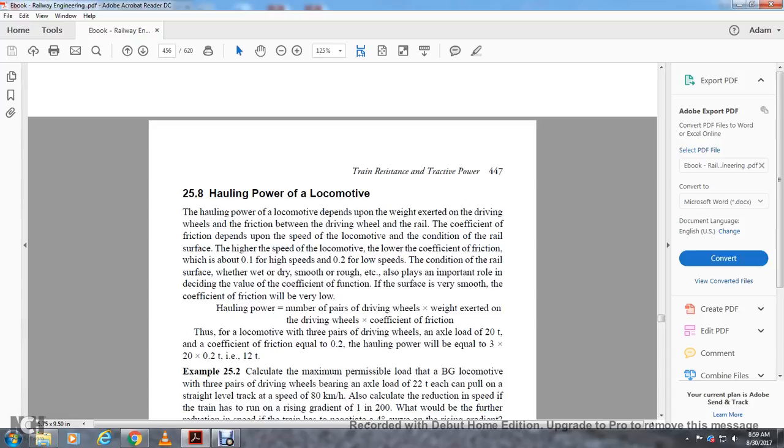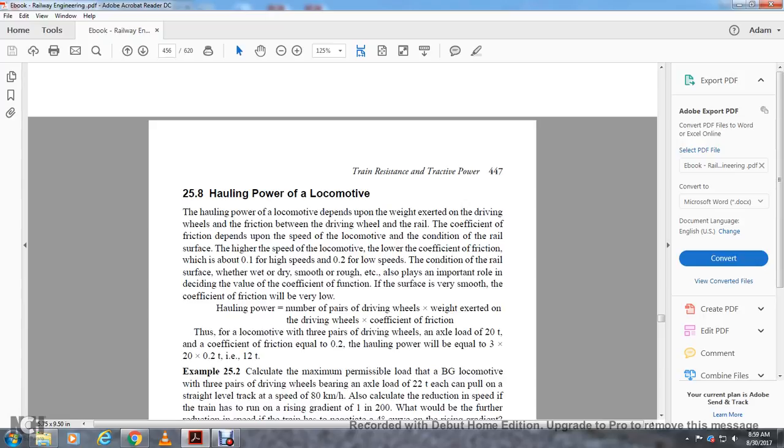The condition of the rail surface, wet, dry, or smooth, and the roughness also play an important role in deciding the value of the coefficient of friction, and for a very smooth surface the coefficient of friction will be very low. Hauling power equals the number of pairs of driving wheels, times the weight exerted on the driving wheels, times the coefficient of friction.